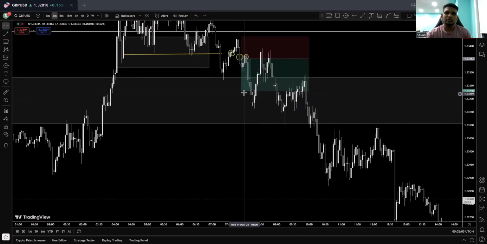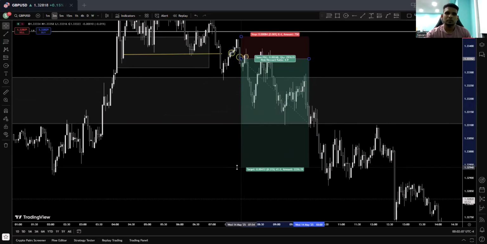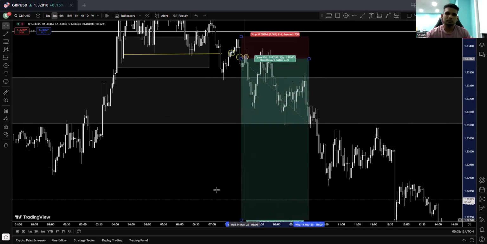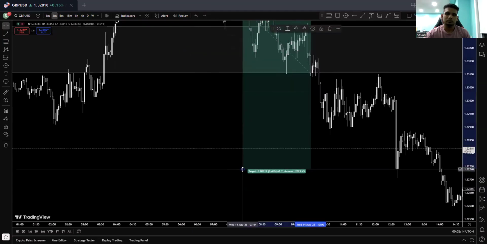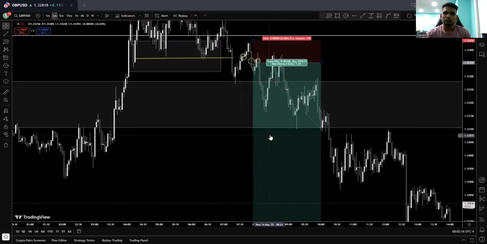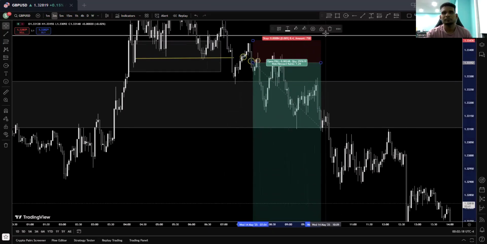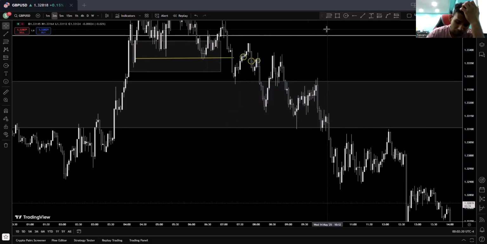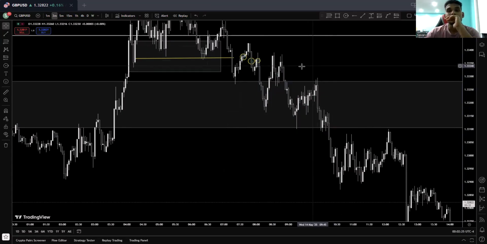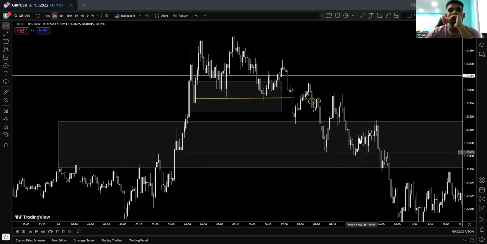But my catch gives 1:5. 1:7. If I just hold the trade, it's 1:7. The reason why I closed the trade is this 1 hour fair value gap.